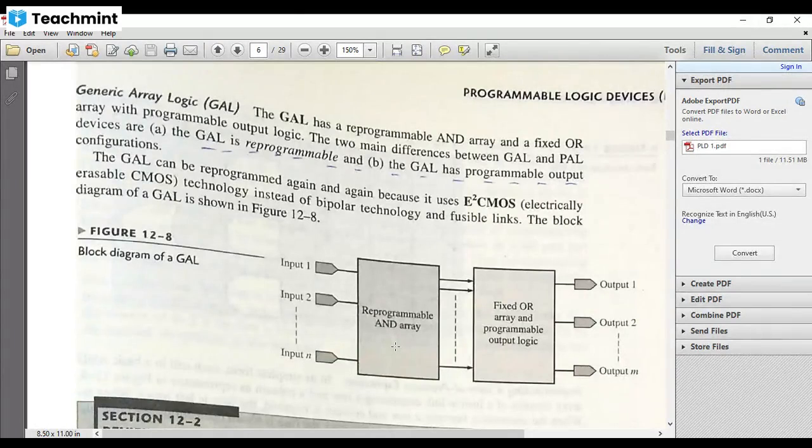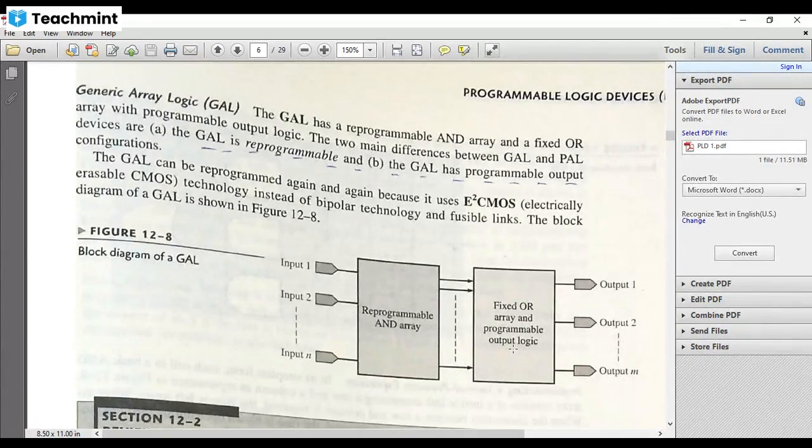Due to that, these are not OTP. These are reprogrammable devices. At the same time, in the PAL the output array is a fixed OR array, whereas here the output array is programmable.